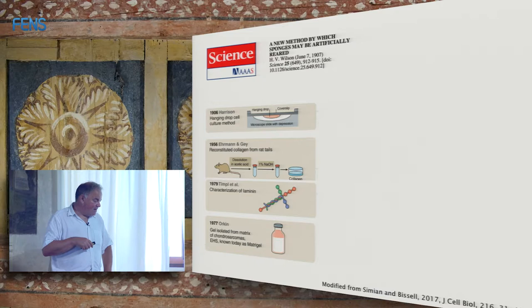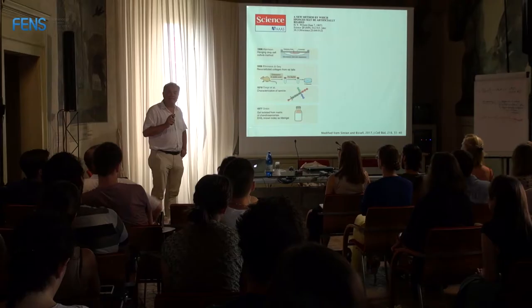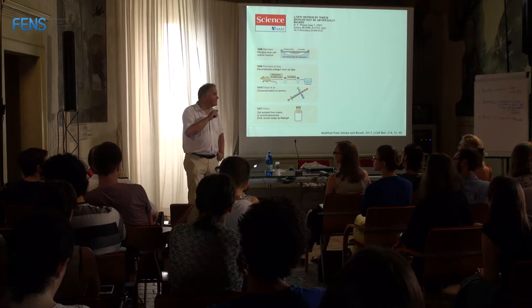Do people know how Matrigel is made? Yeah, it's isolated from tumors. From tumor cells, right? It's extracellular matrix from tumor. Exactly. What tumor? Quick hint.